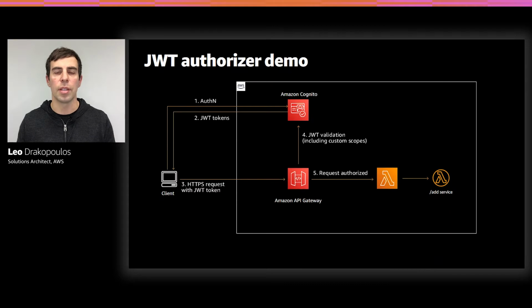In addition, instead of using an arbitrary backend service, I'm gonna use a Lambda function. And this Lambda function, if successfully invoked, will just add two numbers. So we'll have a very simple Lambda function there to perform an addition, provided that the request is authorized. So let's jump into the demo, and the demo is going to start with showing you a few different configurations within Amazon Cognito.